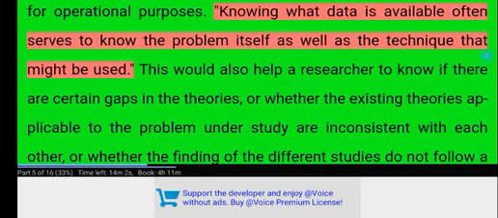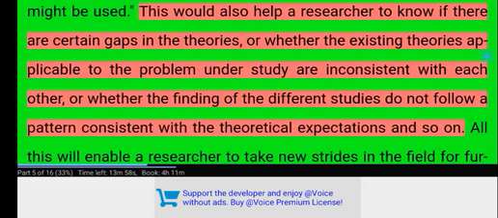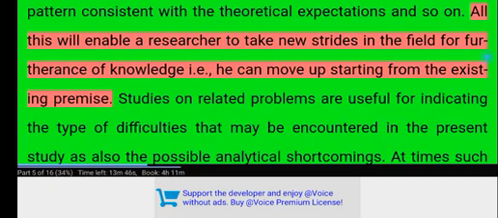Knowing what data is available often serves to know the problem itself as well as the technique that might be used. This also helps a researcher to know if there are certain gaps in the theories, or whether the existing theories applicable to the problem under study are inconsistent with each other, or whether the findings of the different studies do not follow a pattern consistent with the theoretical expectations, and so on. All this will enable a researcher to take new strides in the field for furtherance of knowledge, i.e., he can move up starting from the existing premise.